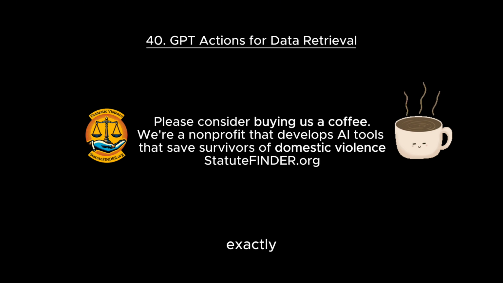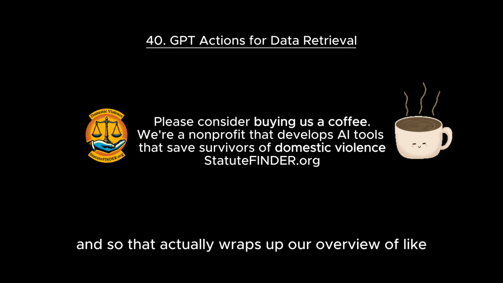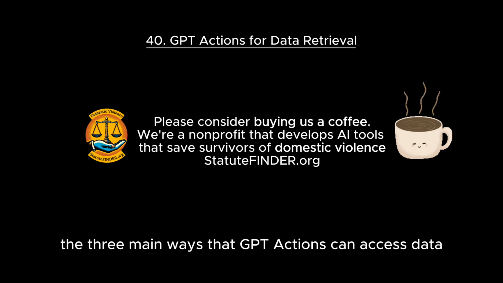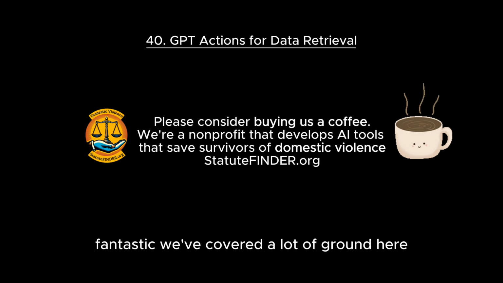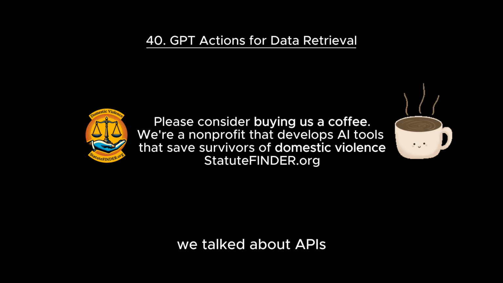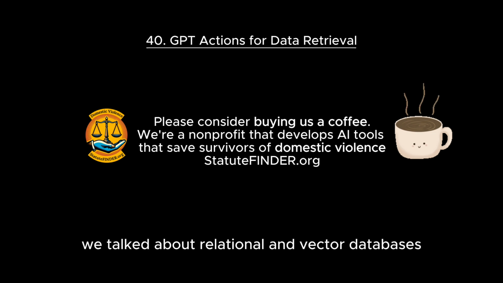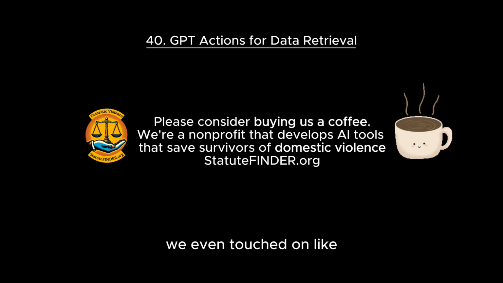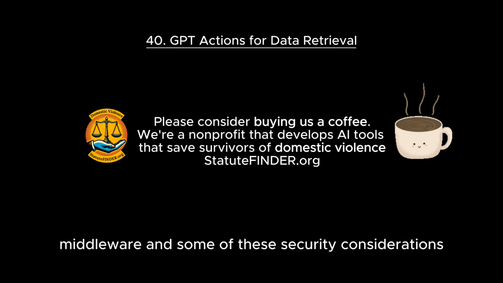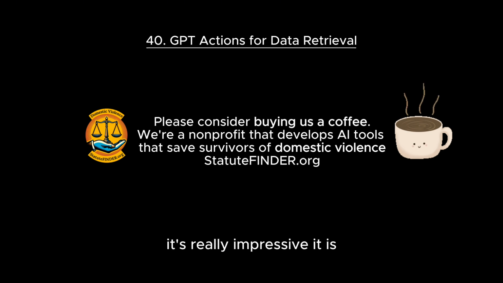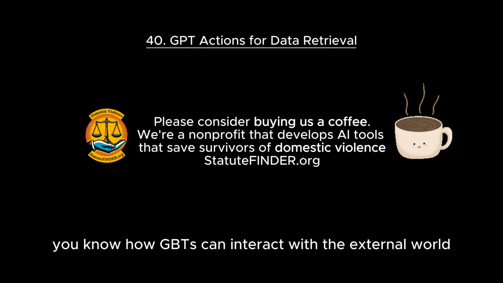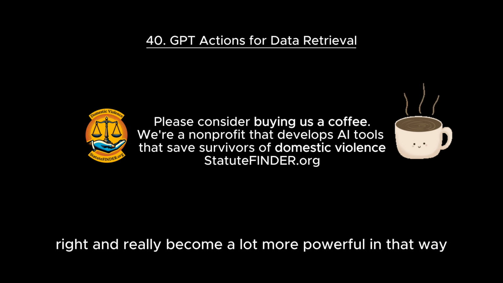Exactly. And that wraps up our overview of the three main ways that GPT actions can access data. We've covered a lot of ground here. We talked about APIs, relational and vector databases, and even touched on middleware and some of these security considerations. It's really impressive, and I think it sets the stage for how GPTs can interact with the external world and become a lot more powerful in that way.